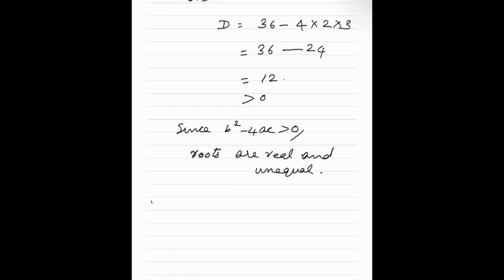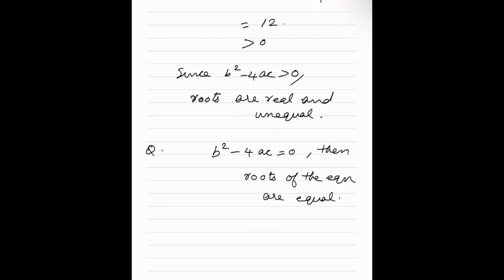Next question is, find the values of m if the roots of the quadratic equations are equal. So roots of the quadratic equations are equal in this case. When will the quadratic equation's roots be equal? When D is equal to 0. So I can write b square minus 4ac equal to 0, then roots of the equation are equal.